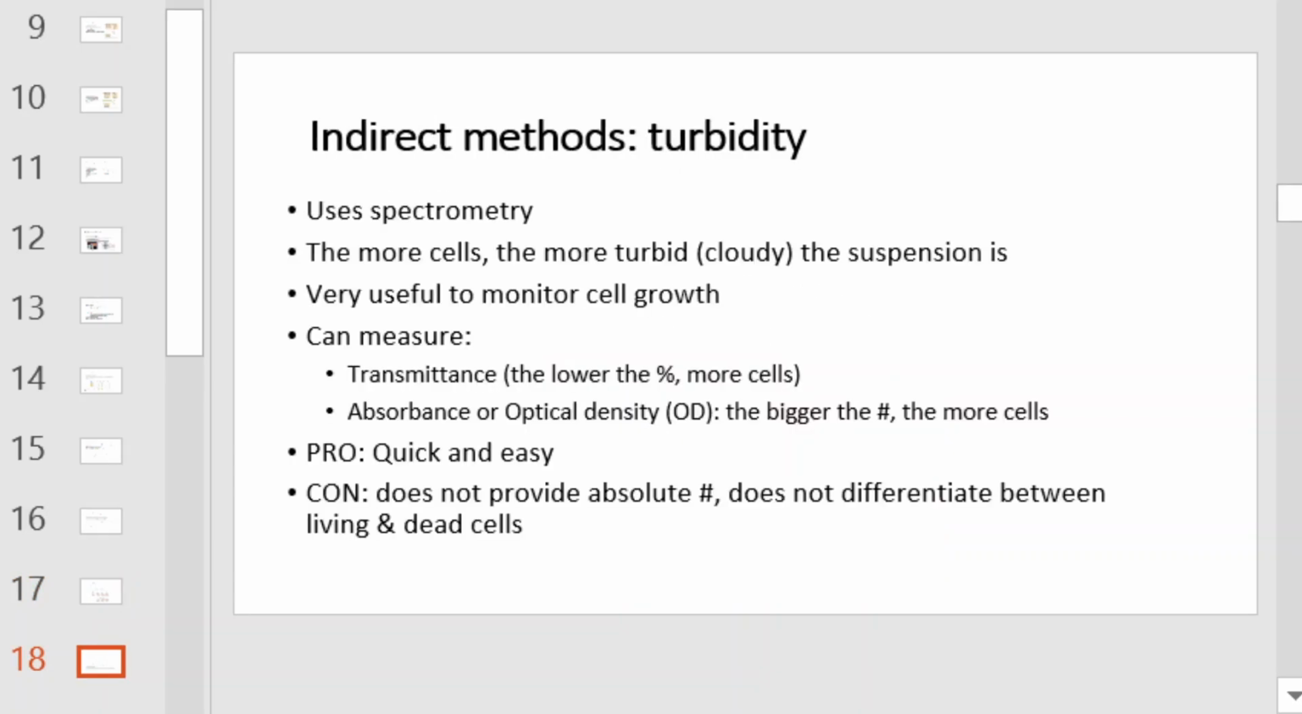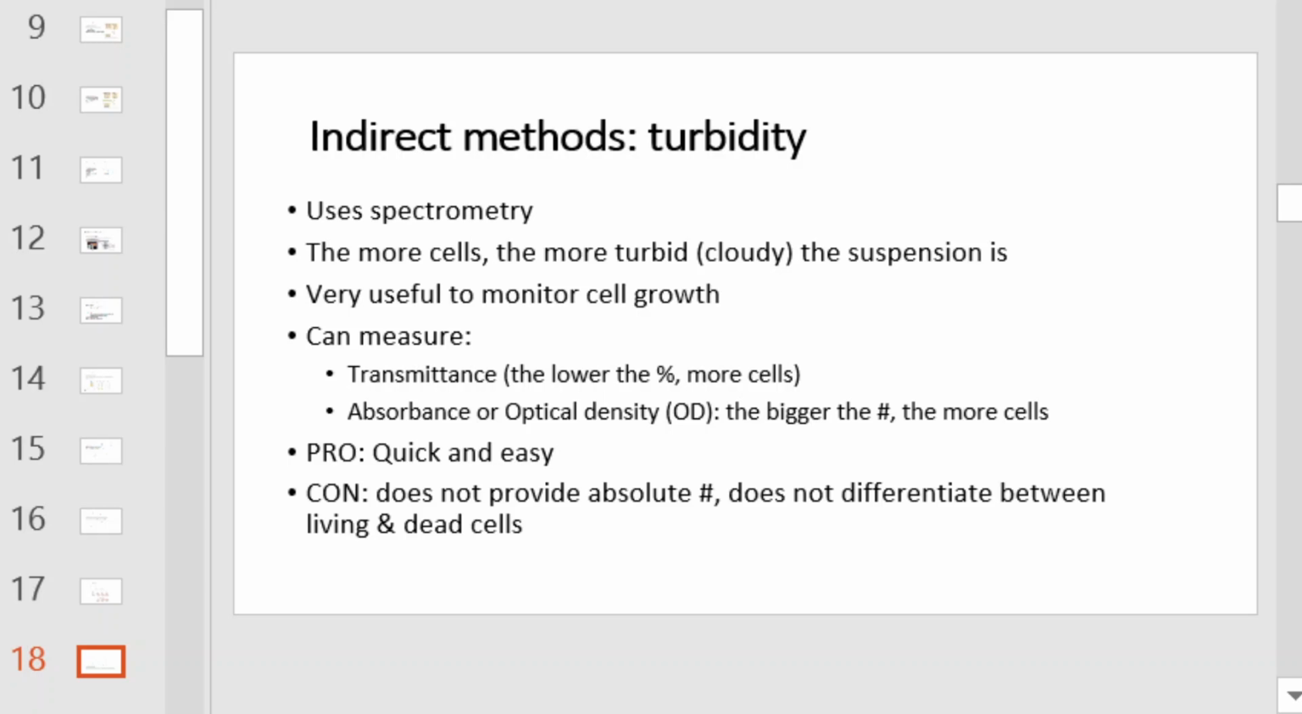Indirect methods. Turbidity is an easy way to evaluate or quantify bacterial growth using spectrophotometry. The more cells, the more turbid or cloudy the suspension will be. This is very useful to monitor cell growth. In spectrophotometry, we can measure either transmittance or absorbance. Absorbance is sometimes called optical density.